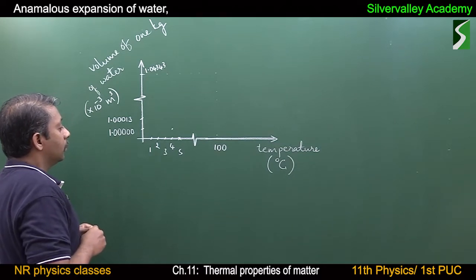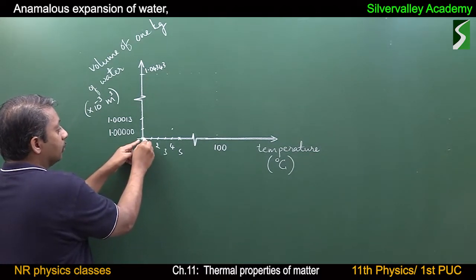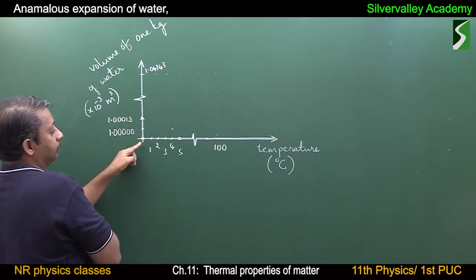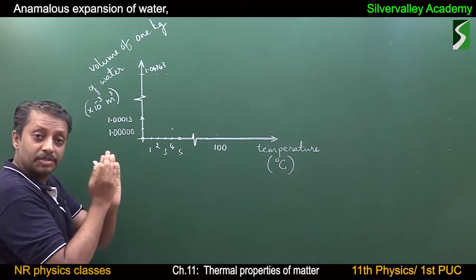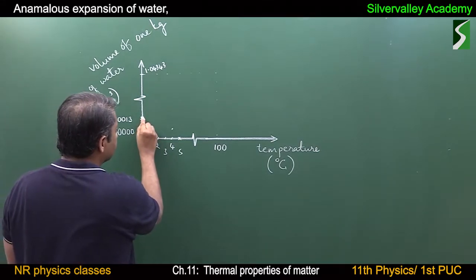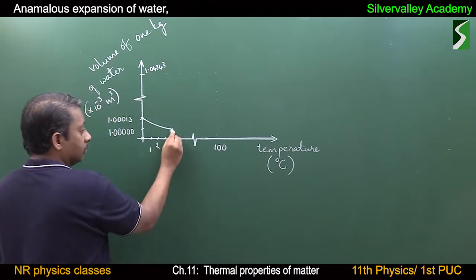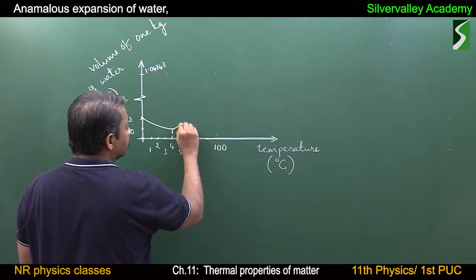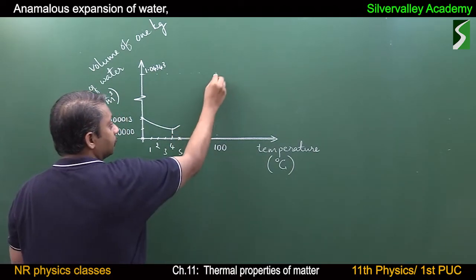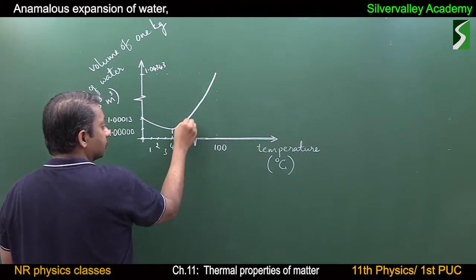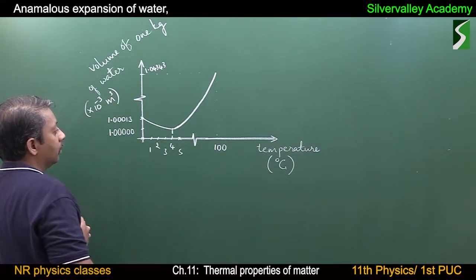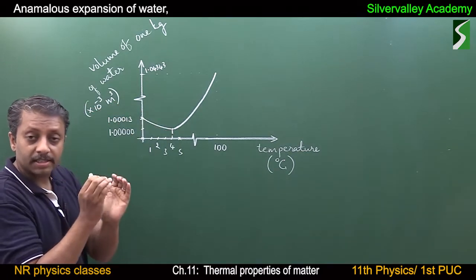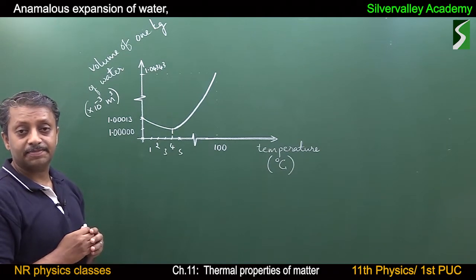Now, at 0 degrees Celsius, volume of water is 1.00013. So when water is heated from 0 degree, the volume first decreases up to 4 degree. Up to 4 degree, it decreases. After that, it increases. We are not covering all these temperatures. So let me show like this. This initial decrease in volume, initial contraction, is called anomalous expansion of water.